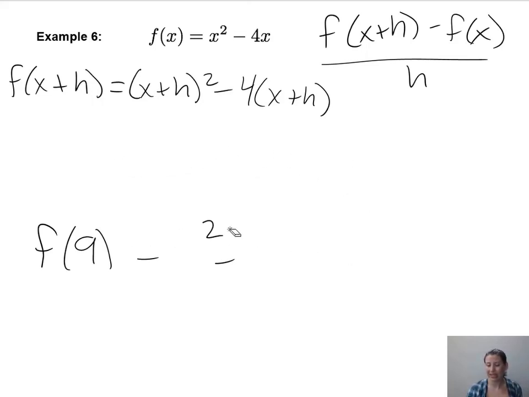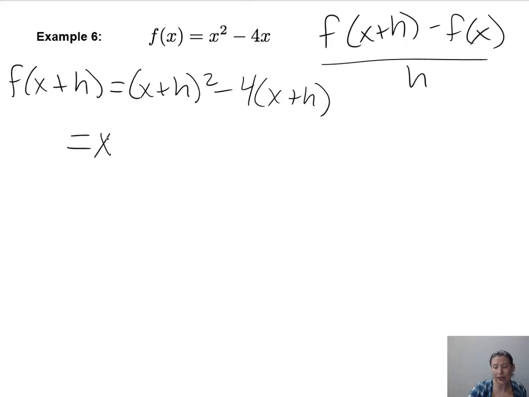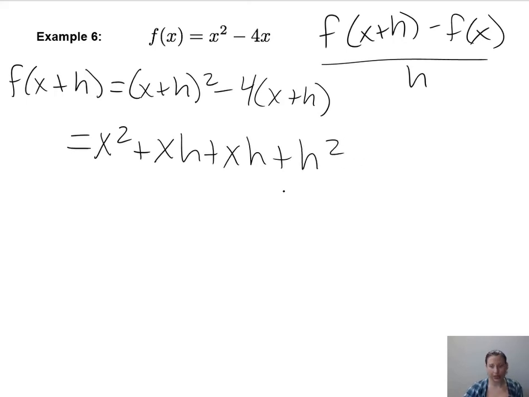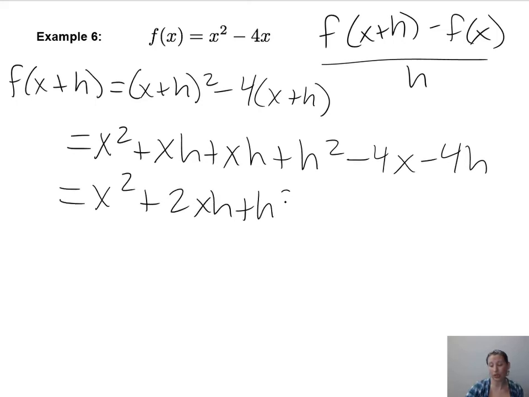So let's simplify out this quantity. So we have a FOIL here. That means we get x squared plus xh plus xh plus h squared. And then we can combine like terms, but also multiply the negative 4 through, so minus 4x minus 4h. So that means we simplify, combine like terms like we said. So we have x squared plus 2xh plus h squared minus 4x minus 4h. That's just f of x plus h.